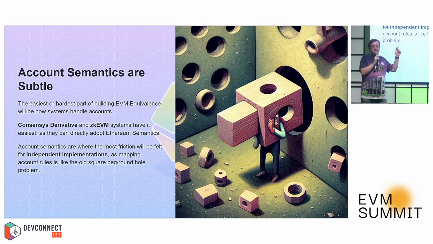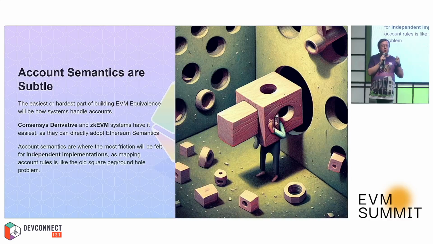This is an awesome AI-generated image. I said, give me square pegs and round holes. And I think this is just the best expression of what it's like as an independent implementation, trying to get the EVM to treat your account just like an EVM account. There are just so many ways that it doesn't quite fit.